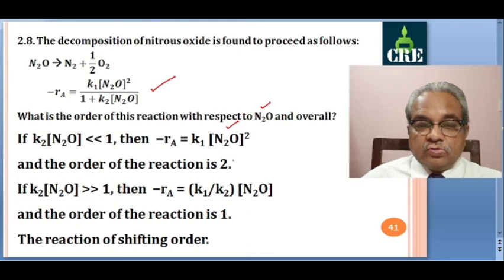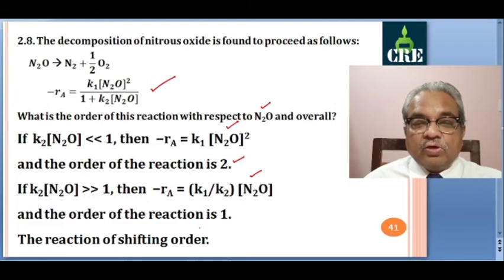Order is 2. If N2 is much greater than 1, then this term will go, and this will be simply K1 by K2 into concentration of N2O. So reaction order is 1. So the order is shifting. Initially you will have higher concentration, so the shift is from 1 to 2. This is the reaction of shifting order.